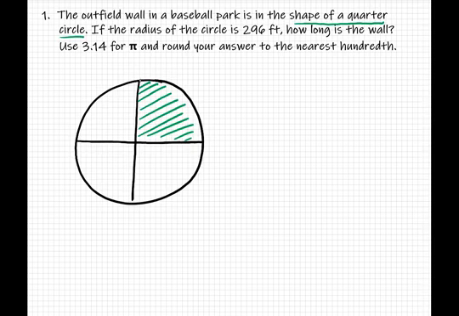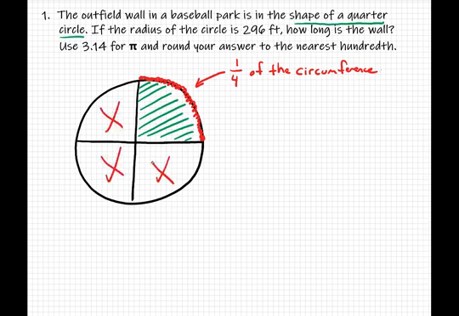So the wall is just this part of the circle. It looks like it's a quarter of the distance around the circle, or we could say this is 1/4 of the circumference. That's the wall. So we don't need this part, we don't need this part, we don't need this part.